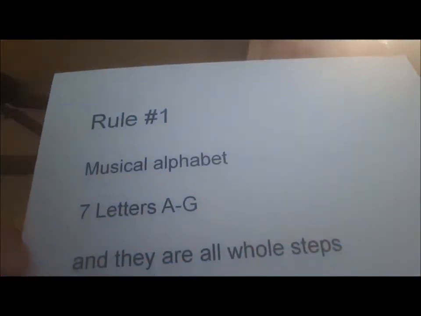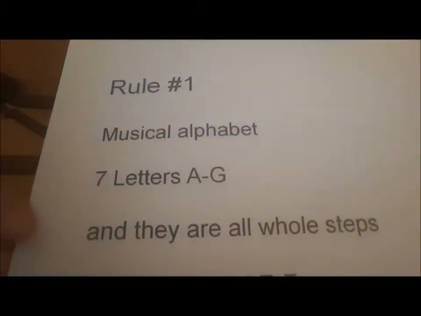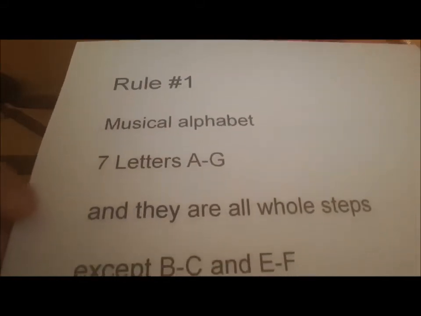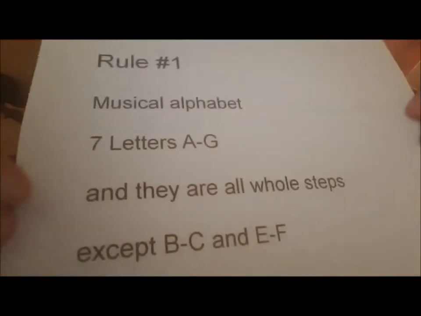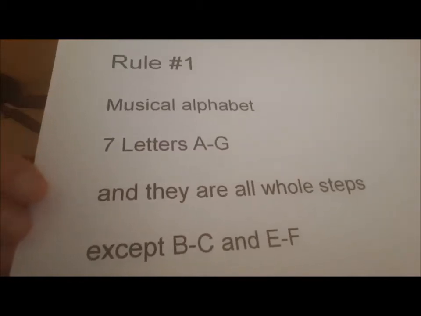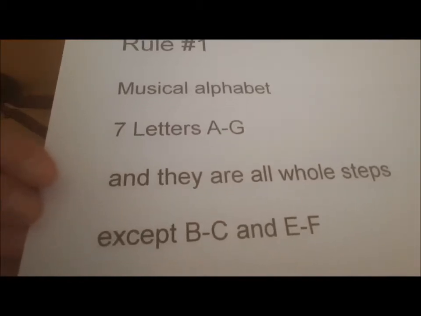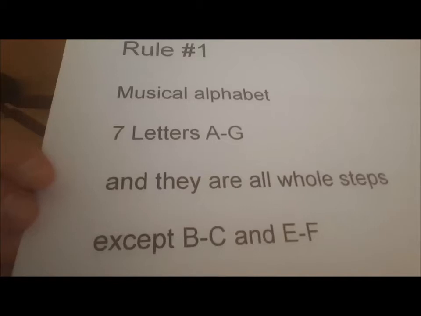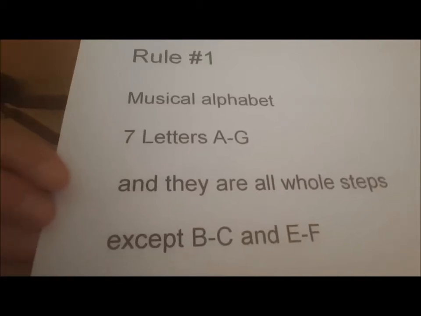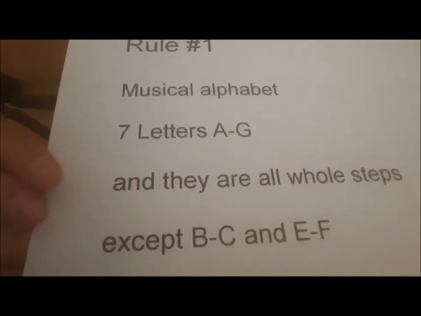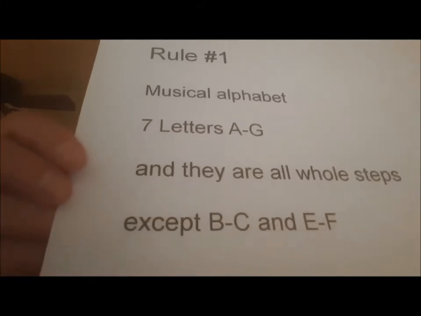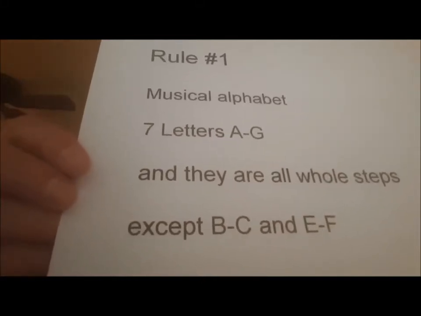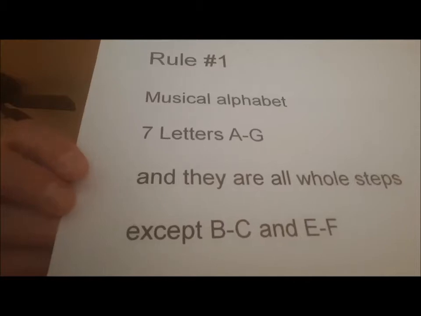Okay? Now here I have a graphic for you. Rule number 1. Musical alphabet, 7 letters. A through G. And here's the other kick. All of these are whole steps. A to B is a whole step, and so on and so forth. But there are 2 exceptions, and the 2 exceptions are this. You have a half step between B and C and a half step between E and F. All of the rest of them are whole steps.